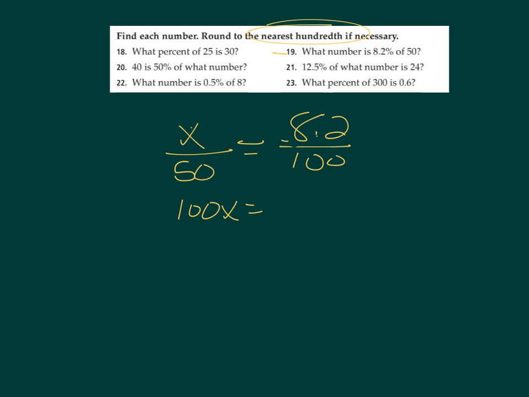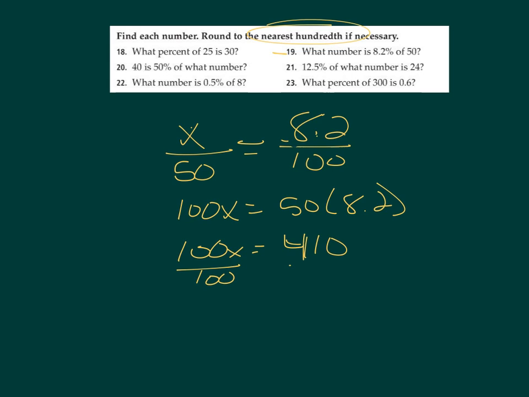Set up my cross products. 100x equals 50 times 8.2. 100x equals 410. Divide by 100, and x equals 4.1. I only have a value to the 10th, and it says round to the nearest hundredth if necessary, so I have my final answer.